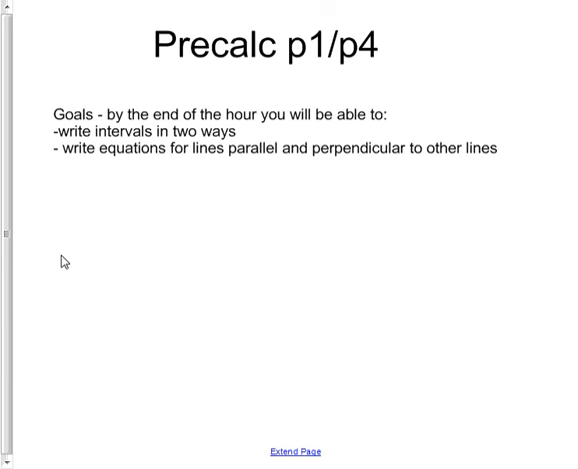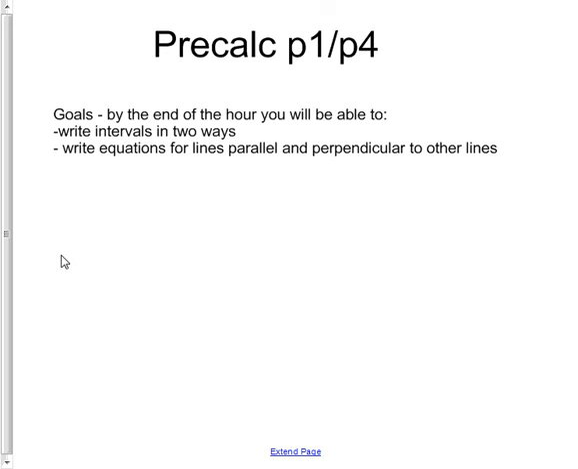Okay, my goal for you guys for today is that by the end of the hour, you're going to be able to write intervals. That would be like, for instance, from 2 to 10, and you have to do that in 2 different ways that we do it in precalc. And then we're going to be basically writing equations for lines, kind of like we did in that first week, except these are just a little bit of a step up.